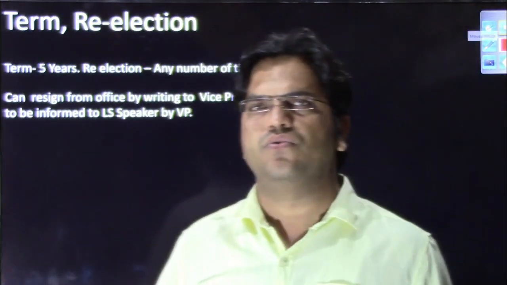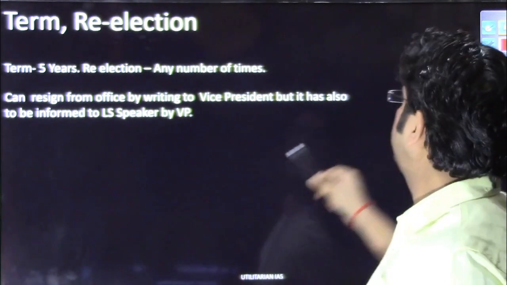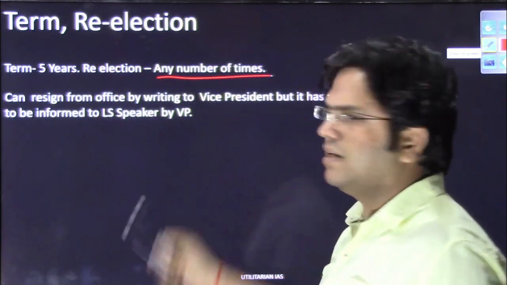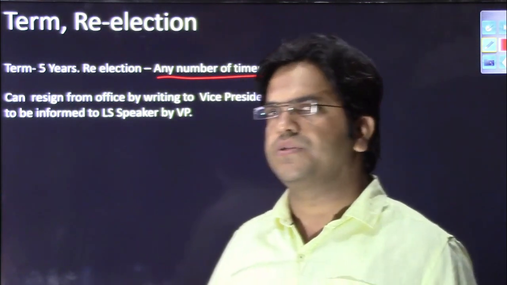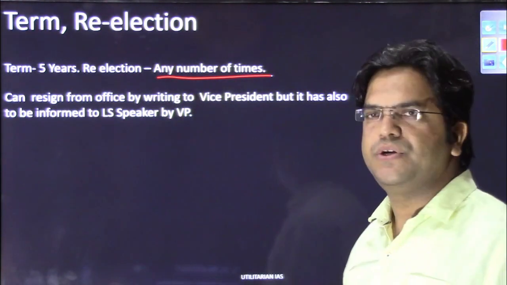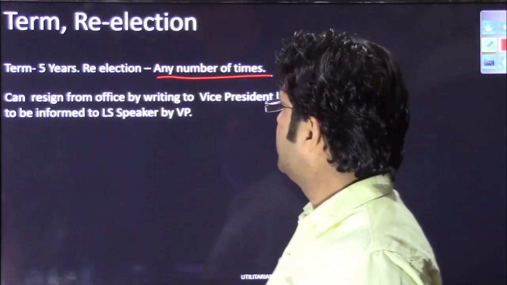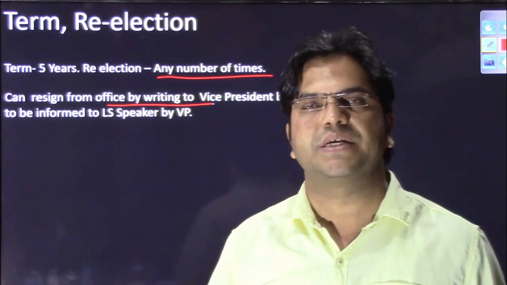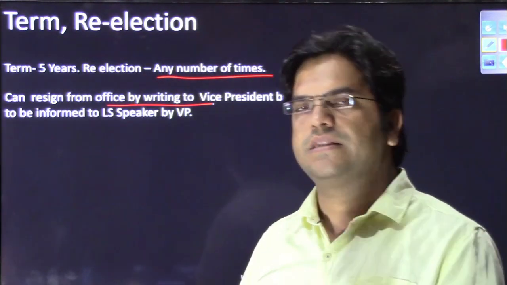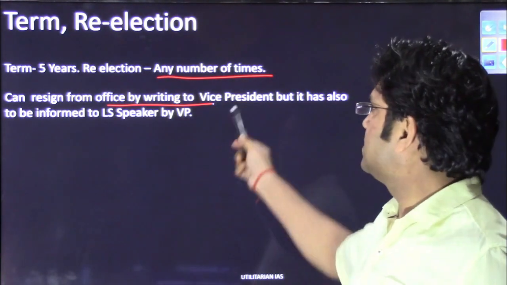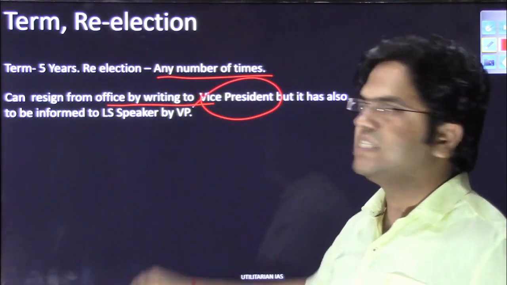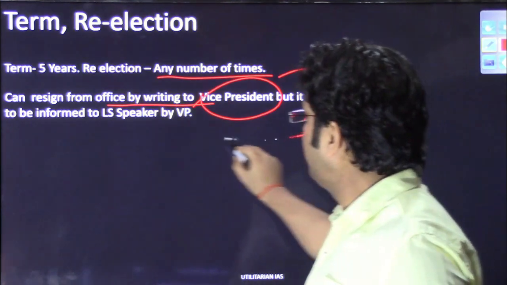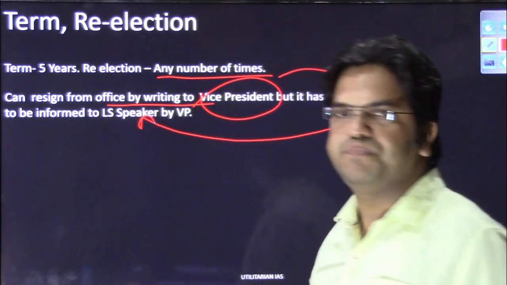The term we already know, 5 years. He is eligible for re-election any number of times, which is again different from the US constitution, where the US president can run only for 2 terms. So that is one difference. He can resign from office by writing to the vice president. So if the president has to resign, he will address his resignation letter to the vice president. But now the vice president will have to inform this resignation to the speaker as well.